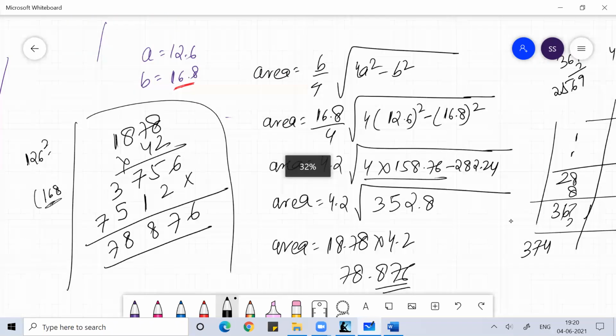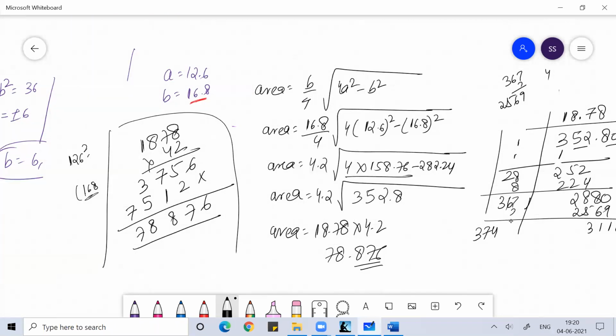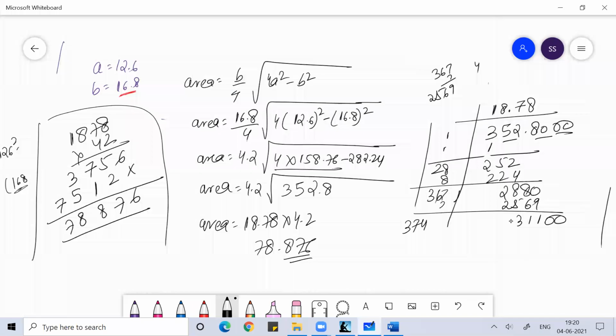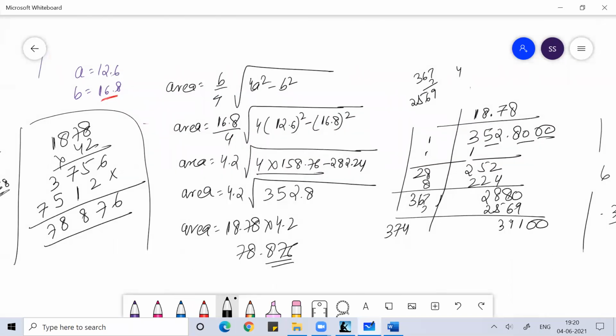I don't know why they give such complicated data. 78.87. Don't have any doubt about how to find square root and all. No doubt, sir.